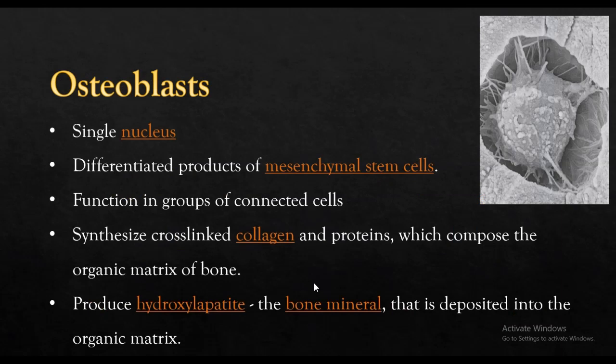Osteoblasts are cells with a single nucleus that synthesize bone. However, in the process of bone formation, osteoblasts function in groups of connected cells. Osteoblasts are specialized, terminally differentiated products of mesenchymal stem cells. They synthesize a dense collagen and specialized bone proteins, which compose the organic matrix of the bone. Osteoblasts also produce hydroxyapatite that is deposited into the organic matrix, forming a strong and dense mineralized tissue.